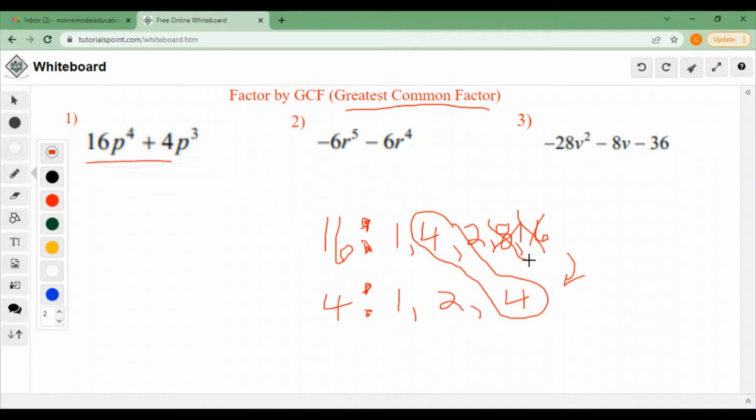So we did that long list to kind of give you an idea of what we're looking for here when it comes to how to factor by the greatest common factor. So if we're looking at number 1, number 1 would be up here.